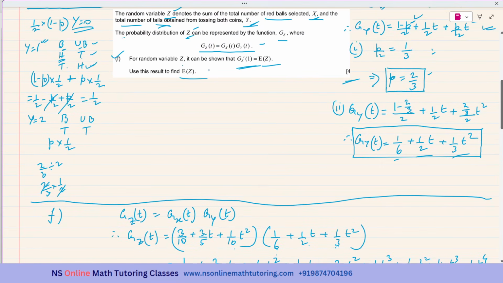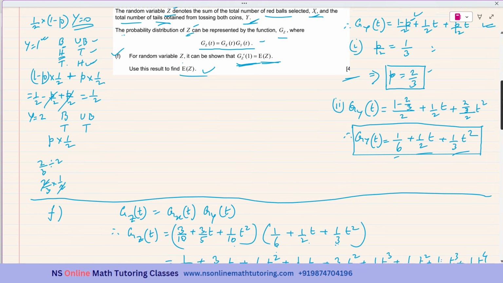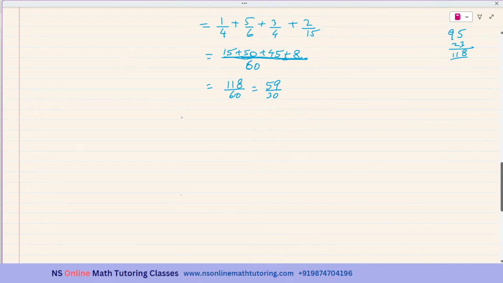So they are saying use this result. This is equal to expected value of Z, and we have to get the expected value of Z. Since this is equal to expected value of Z, therefore expected value of Z is equal to 59 over 30. Okay, so this is the answer for this part F.